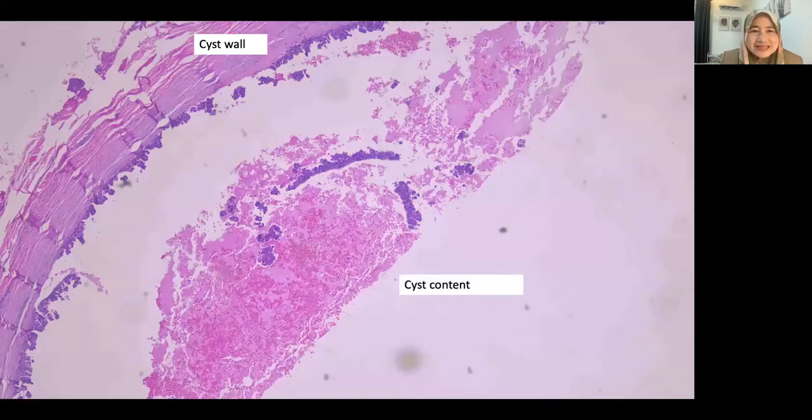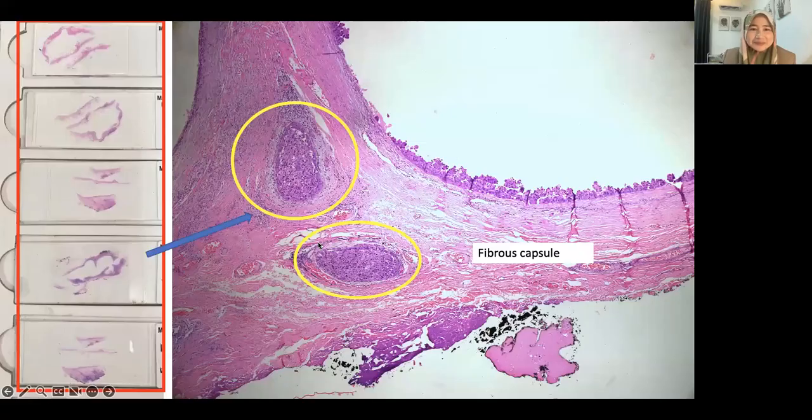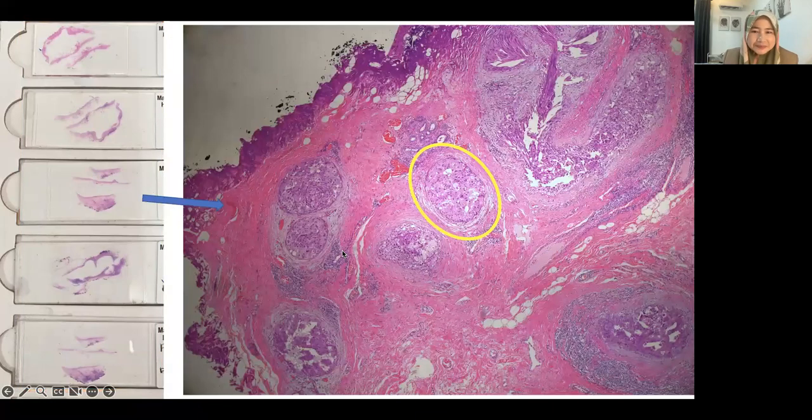All right, what we have is a cystic lesion with the cyst wall lined by this type of epithelium, together with the cyst content. Many sampling done, including levels from the fibrous capsule, and in some areas we found an intraductal component within the fibrous capsule. And in other areas, the fibrous capsule appears thickened with an increased number of intraductal components.